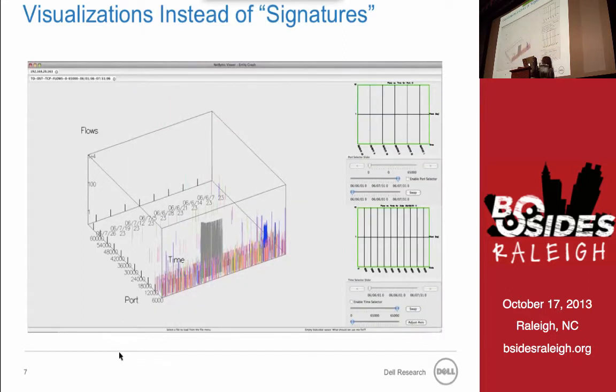Next mistake, visualizations instead of signatures. This is actually a big mistake. In this particular visualization, you have a 3D visualization with time across one axis, port numbers across the other axis, and the number of flows on the third axis. What you're seeing here is how many different flows hit how many different ports over time. And you'll see there's this nice big spike, in gray, at one particular point in time.